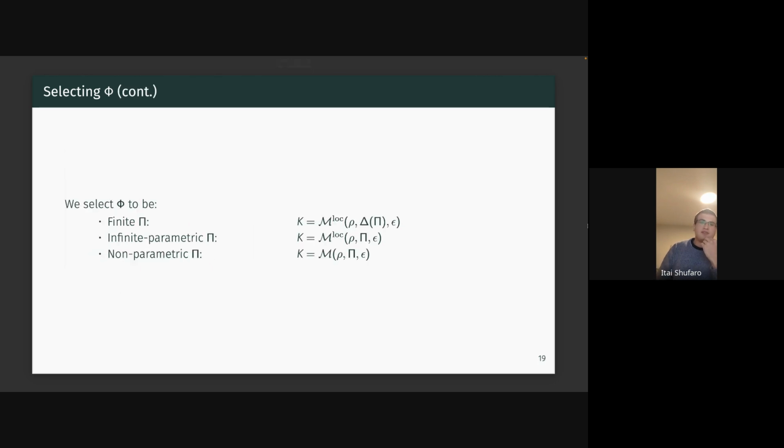All right. Now this is a more technical part, which I will not go over in detail here. I will be happy to explain this slide in more detail after the talk. But we make this important technical distinction between three different scenarios for the decision set. So if our decision set is finite, then we'll select phi to be a local packing set of the support of the decision set. If the decision set is infinite, but it is still parametric, we'll select it to be a local packing set. And if our decision set is non-parametric, we'll select it to be a regular packing set. So again, this is more technical, and it is not the main focus of the talk, so I'll not go over it in detail. If you want, I can explain it afterwards.